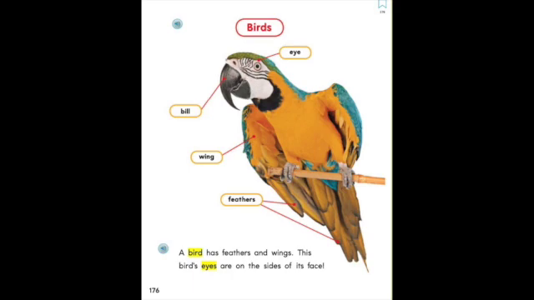So how are birds the same as amphibians? What do they have that they both have alike? Do they both have eyes? Yes, they do. Do they both have legs? Yes, they do. Do they both have mouths? Yep. Are they both animals? Yep.